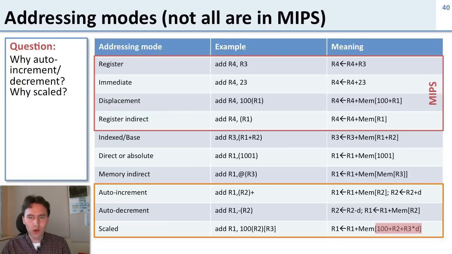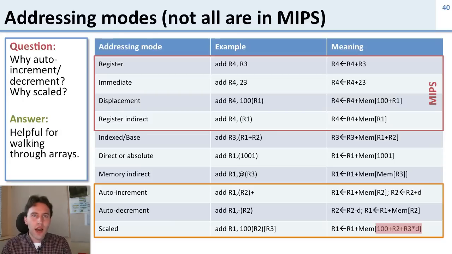So why would you want all this stuff, these auto-increment, auto-decrement, and scaled? Where would this be useful to have? Well, think about if you're going through an array. Say I have a large array of data, and I want to increment every 4th element. I know that my code is going to go load data and then add 4 to the address every single time. If I have an auto-increment or an auto-decrement memory access, then I can save having to have that extra instruction to add or subtract from my memory address.